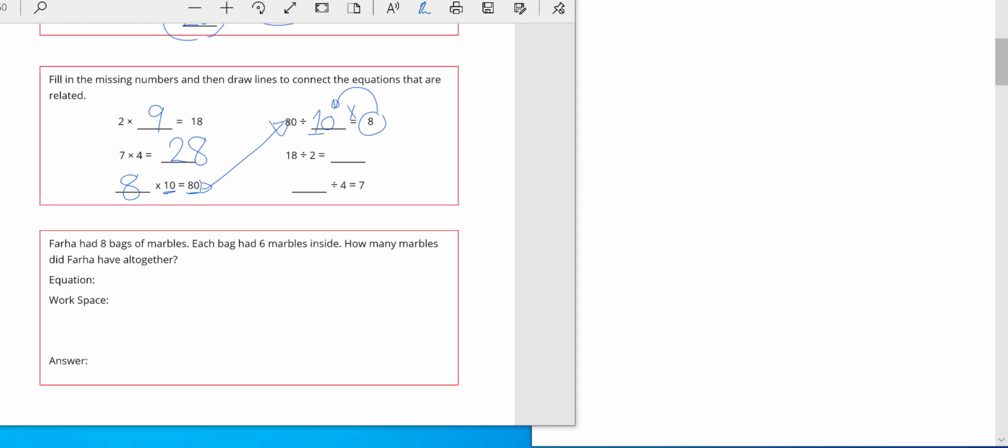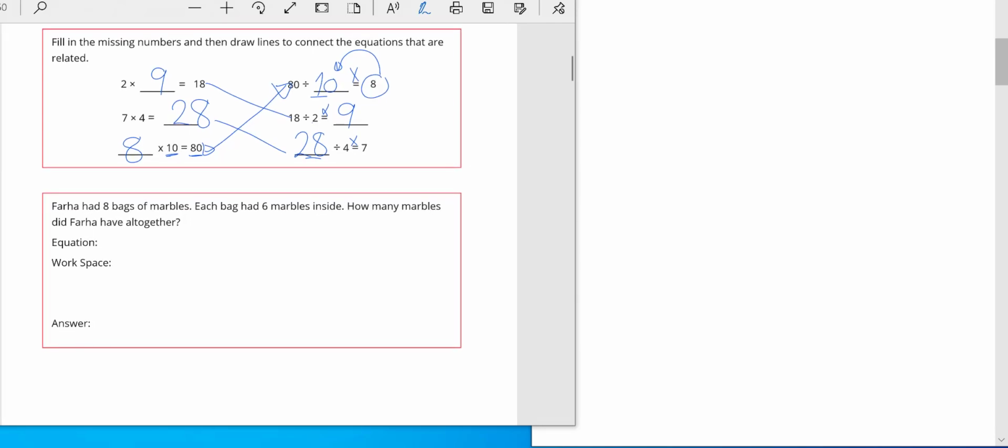Now 18 divided by 2 equals what? We can say that 2 times what equals 18? 2 times 9. So we can join these equations. Now what divided by 4 equals 7? Again use multiplication. So 4 times 7 equals 28. And join the last one.